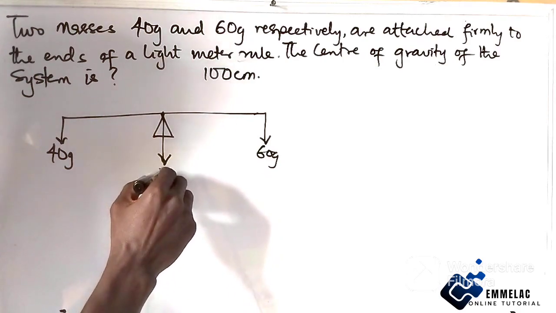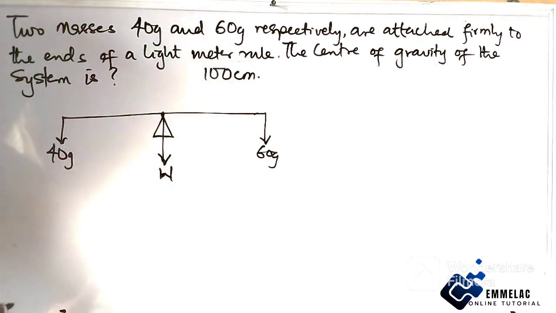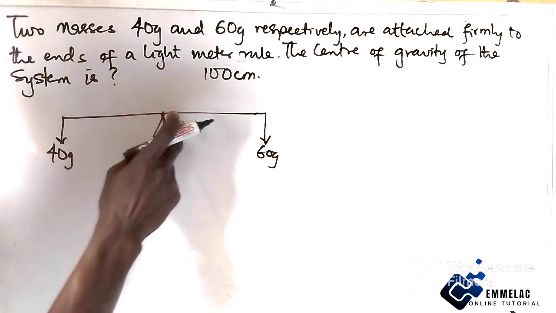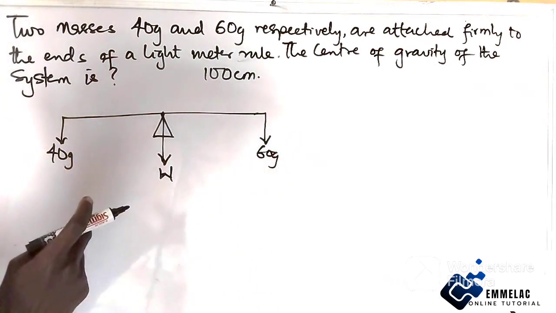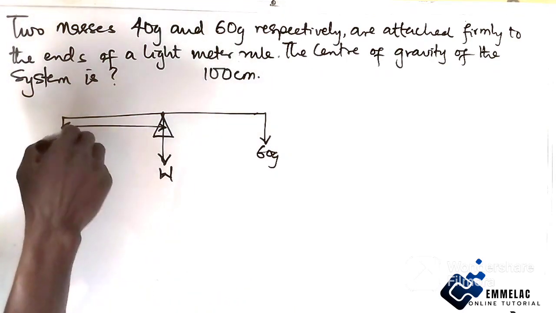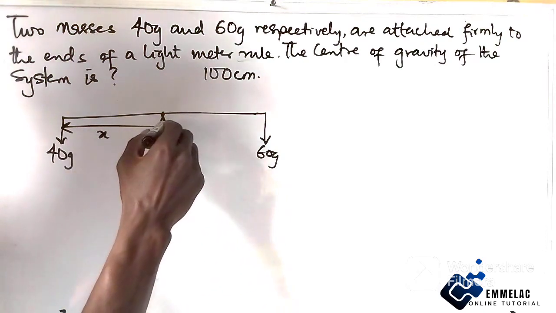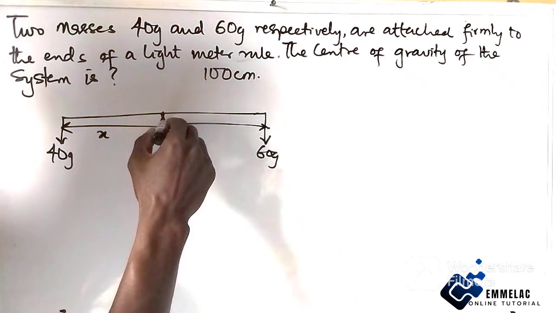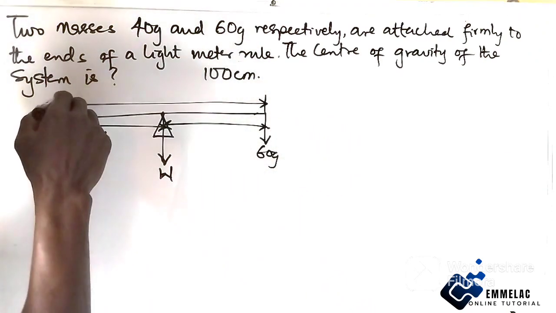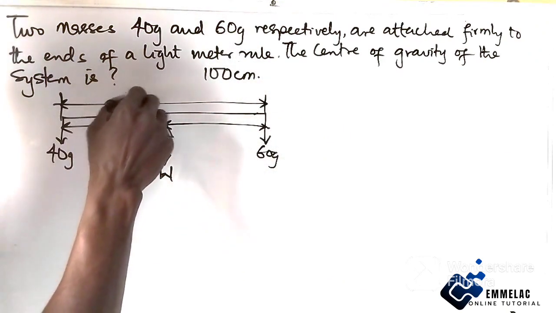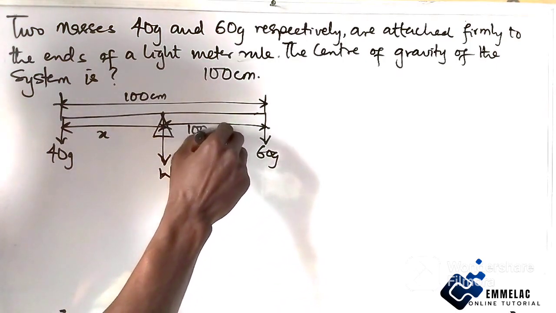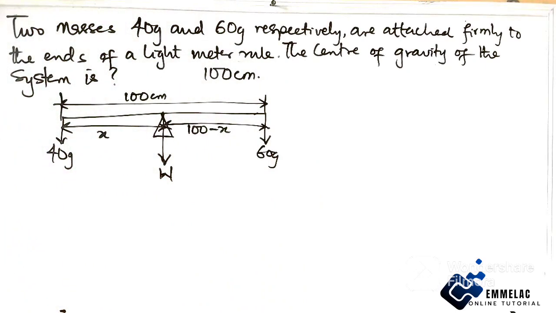okay, so let us say W. Now the question is, the distance from here is unknown, the distance from here is unknown. So here let us take this as x. Now since the whole from here to here is 100, automatically here will now be 100 minus x.